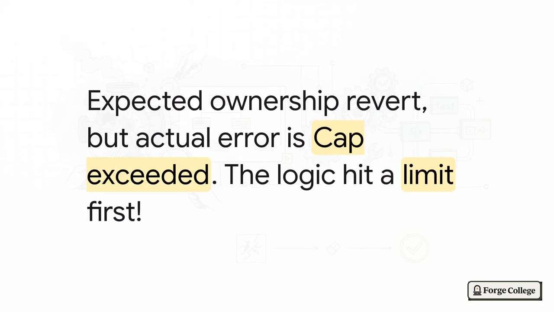Let's look at a concrete clue to see how this plays out. Imagine you have an assertion in your test that expects the contract to revert with the message, "Ownable: caller is not the owner," right? Because a non-owner is trying to mint tokens. But the actual error coming back in your terminal is "cap exceeded." The assertion message completely mismatched. Why? Well, because the contract hit an unexpected supply cap limit before it ever even got to the line of code that checks ownership.